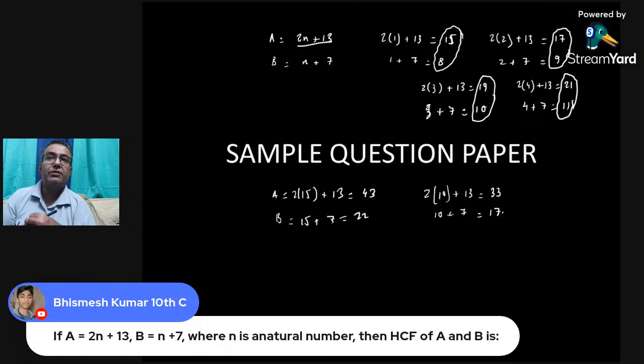Since it cannot be twice the number, the only possible option is that the HCF should be 1, because they are always going to be co-prime. So out of 1, 2, 3, 4, the correct option is obviously 1. They are never going to be equal to 2 times the number.